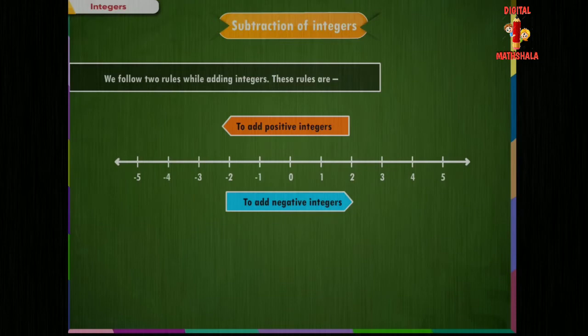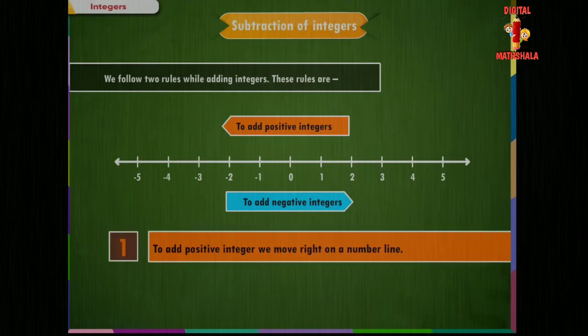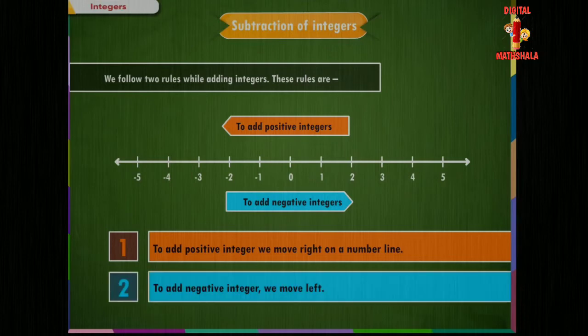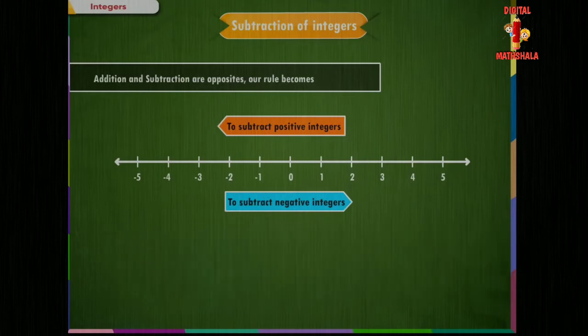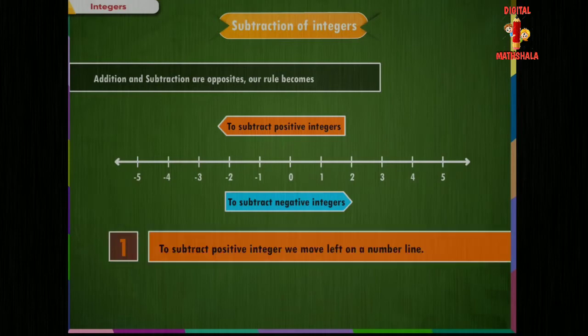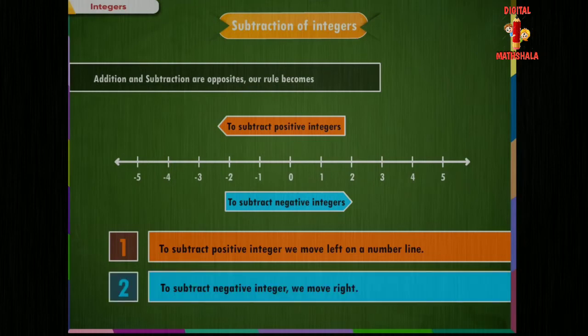We have studied that 1. To add positive integer, we move right on a number line. 2. To add negative integer, we move left. Now, since addition and subtraction are opposites, our rule becomes 1. To subtract positive integer, we move left on a number line. 2. To subtract negative integer, we move right. Let us understand this by taking examples.